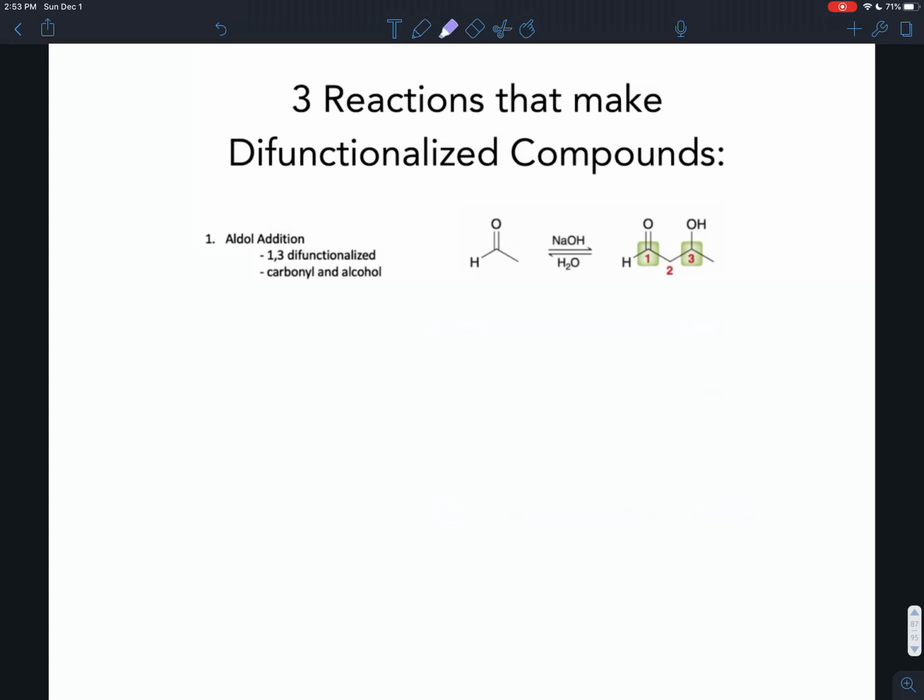So the Aldol addition gave us two functional groups. They were 1,3 to each other, and one of them was a carbonyl, and the other one was not.